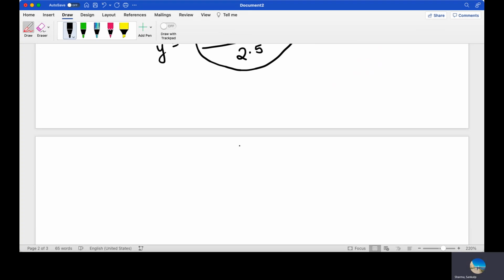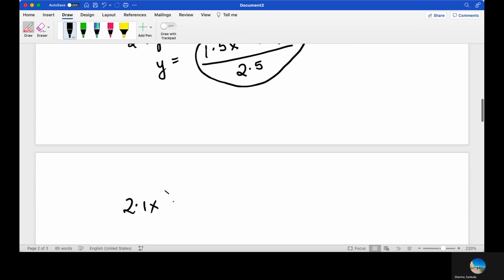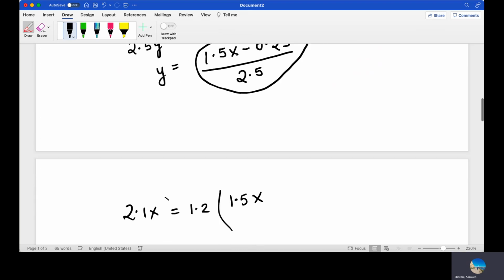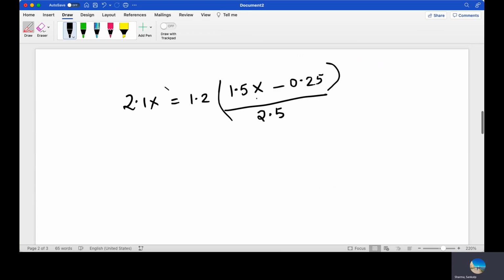Okay, 2.1x equals 1.2 times 1.5x minus 0.25 over 2.5. So again, now you're just left with solving for x, so fairly straightforward.